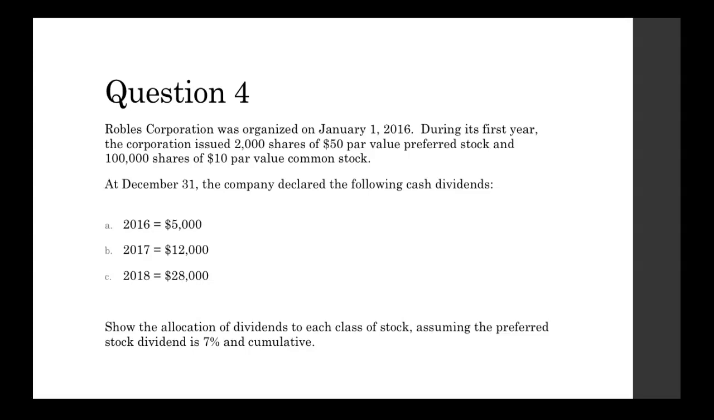So what we need to do is show the allocation of dividends to each class of stock, assuming the preferred stock dividend is 7% and cumulative. Cumulative meaning that if they don't pay a certain amount, if they still owe their shareholders money from a previous year, they will have to pay them later on.